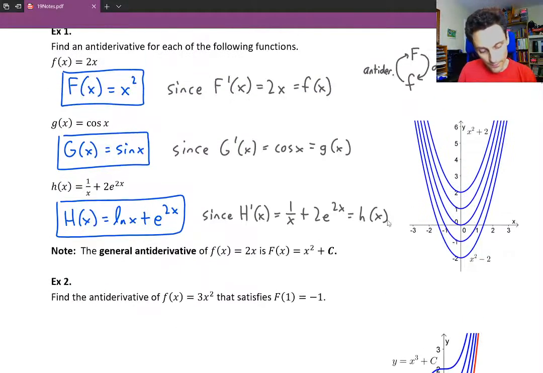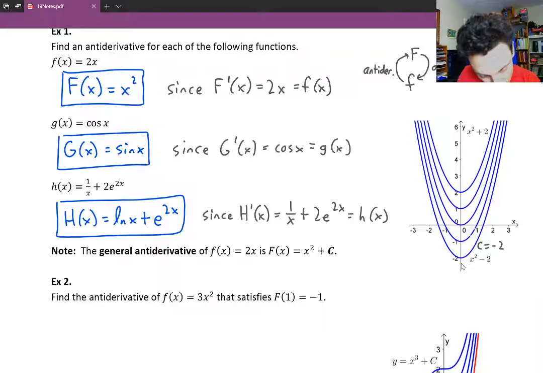Now, in the picture on the right, we've got many different particular antiderivatives of 2x. Each one of these is a particular antiderivative of 2x. For example, this one on the bottom, the x squared minus 2, is the particular antiderivative of 2x that's in the form x squared plus c, where c is equal to -2. If we replace c with -2, we get x squared minus 2, and that's what this curve is.